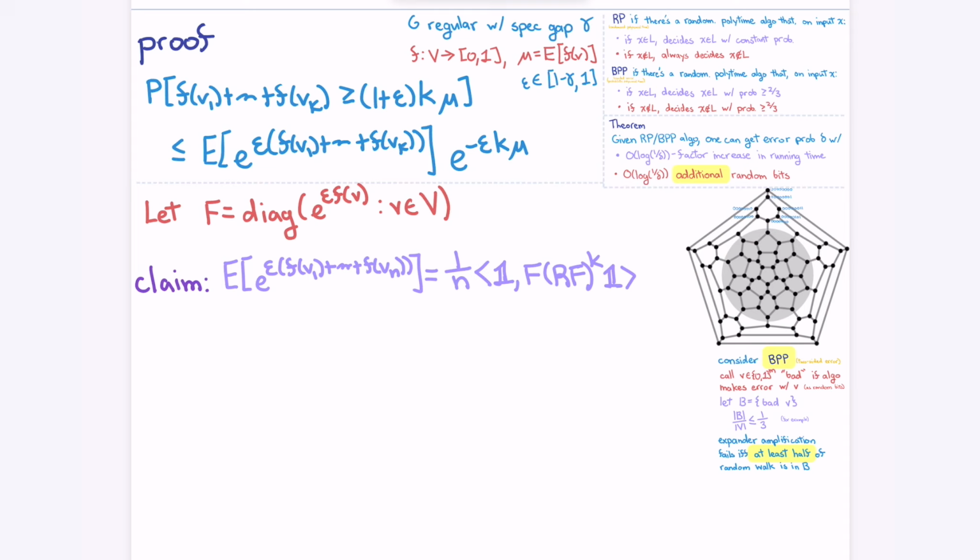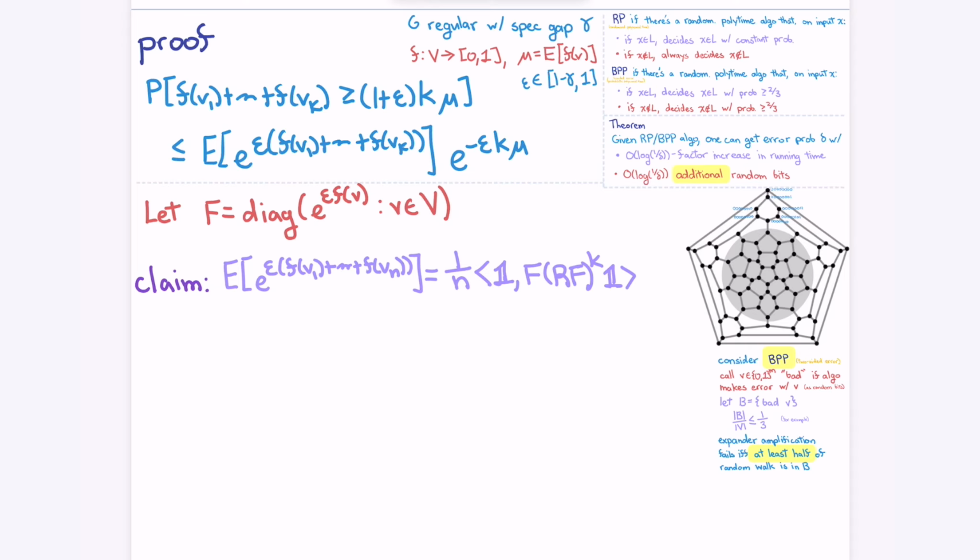But the key claim that gets us to a more analytically viable thing is that this equals this expression, F R F to the k times all ones. Okay, where F is sort of like a diagonal matrix. It's V by V, right? It has coordinates for every vertex, so it's a diagonal. But on the diagonal, it has this e to the epsilon f_e.